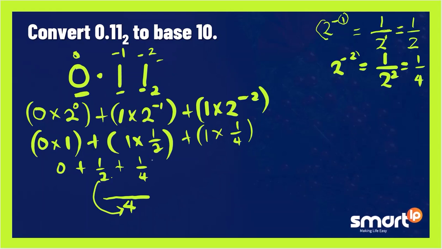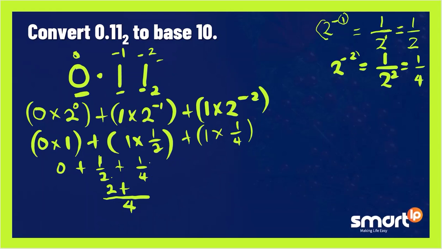So 2 can go in 4 2 times. So we take that 2 to multiply its numerator, which is 1. That's 2 times 1, and that will give us 2. So we write 2, then plus, how many 4 can go in 4? That will give us 1.